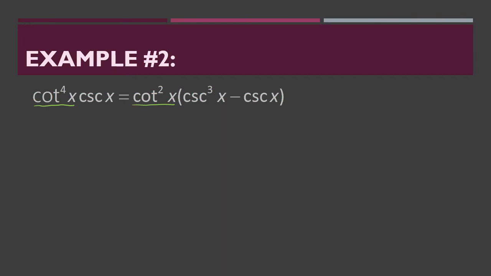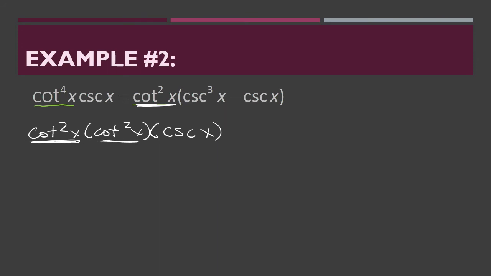So I'm going to do something just mathematically equivalent, but I'm just going to change the look of that. I'm going to come in here and I'm going to rewrite this as cotangent squared x times cotangent squared x. Has the same value as cotangent to the fourth x, but I'm just writing it as two separate pieces. And then I have my cosecant x. All right, so now I have a cotangent squared x on the left, and I have a cotangent squared x on the right.